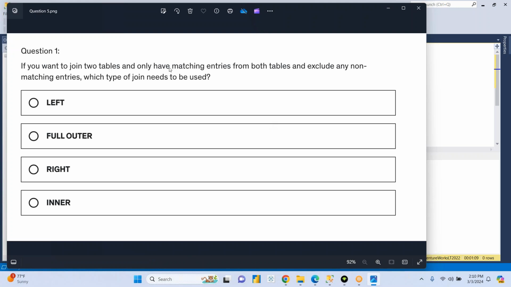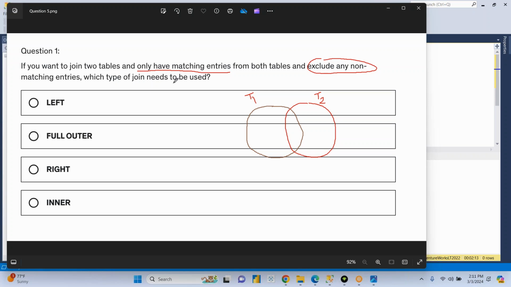So if you want to join two tables and only have matching entries from both tables and exclude any non-matching entries, which type of join needs to be used? I'll always strongly recommend the idea of drawing. So these are two tables, table 1 and table 2. We read the requirement and identify the region of interest. A very key part of this question is only have matching entries from both tables, and very important, exclude any non-matching entries. Which type of join needs to be done?